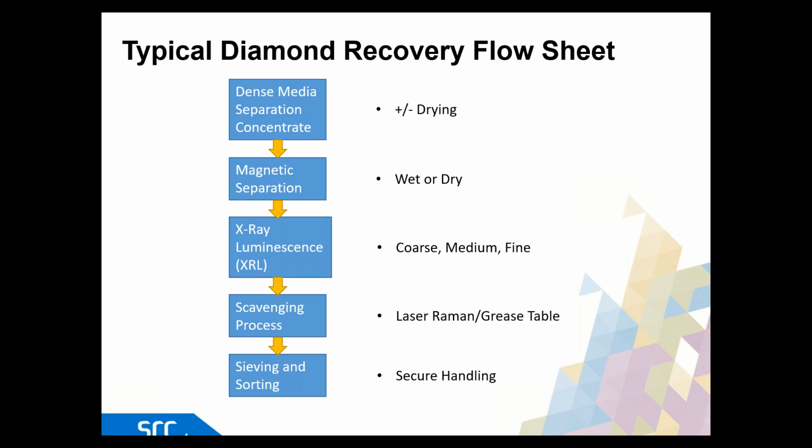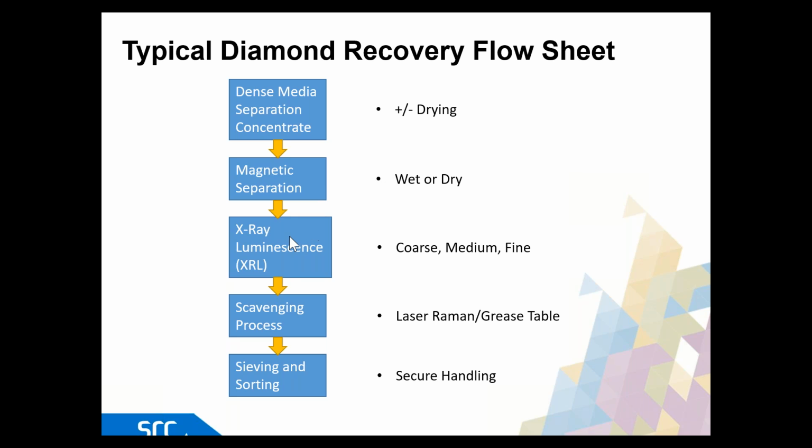Here is an example of a typical diamond recovery flow sheet post dense media separation. We start with dense media concentrate, and then depending on the recovery circuit setup, it may or may not require drying. Magnetic separation is often used to get a mass reduction, and that plays a part in your total mass of volume going to the remainder of the recovery circuit. That can be done wet or dry, but there are a few things you have to be mindful of when using magnetic separation, because you can have magnetic inclusions, and we'll get into that in a little bit.